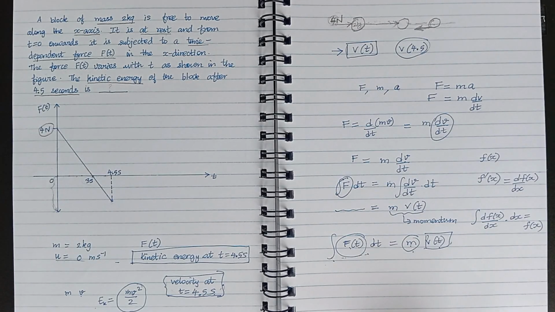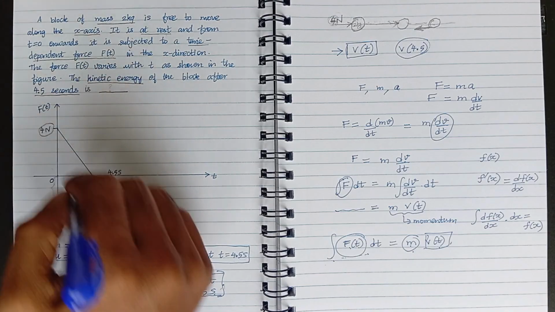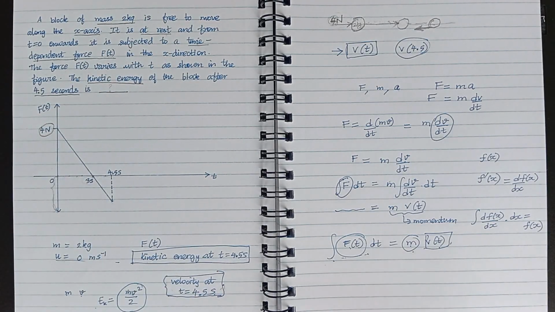Any ideas? I would suggest you pause this video for a few minutes and think about how you can get this mathematical function f of t from this given graph. It's actually pretty simple. Okay, let's continue. So this graph, you can see it is a straight line, right?